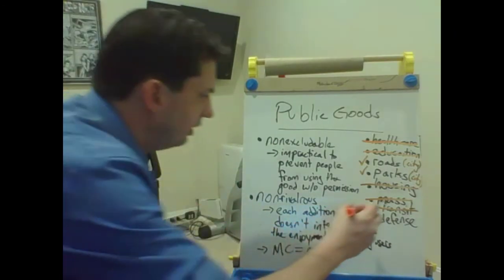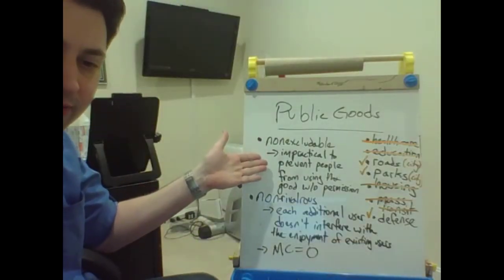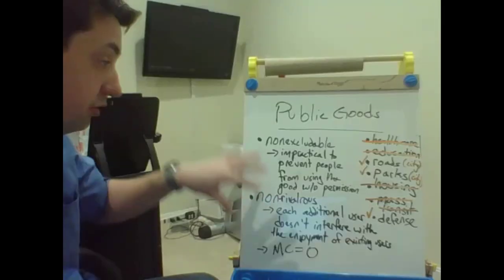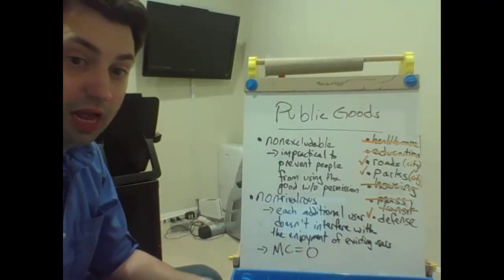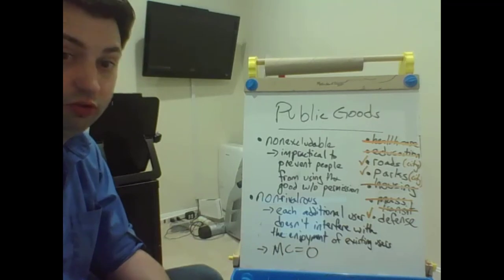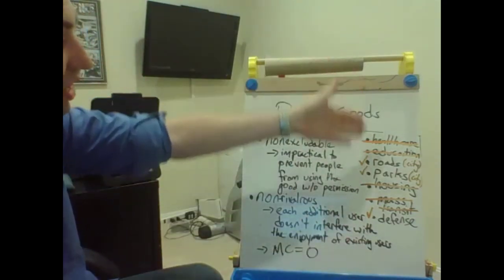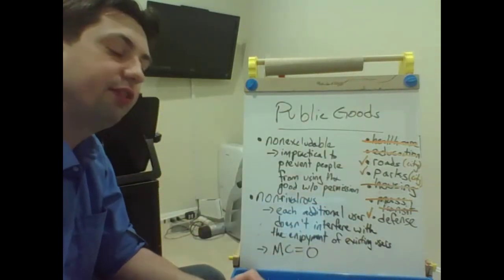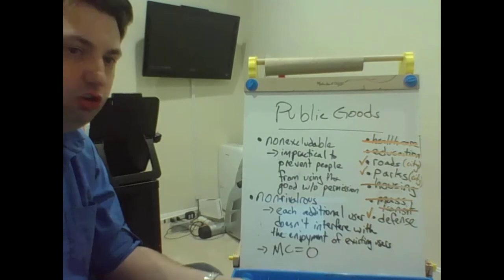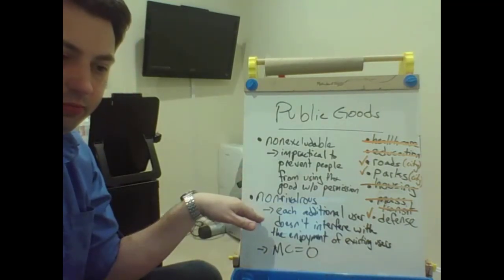So national defense is actually a public good. It is non-excludable. You can't exclude people from benefiting from it, and it's non-rivalrous. The additional user does not create any additional costs on the margin. So note that most things people think about as public goods are not actually public goods. If you think of something else you think is a public good, you can check: is it non-excludable? Is it non-rivalrous?